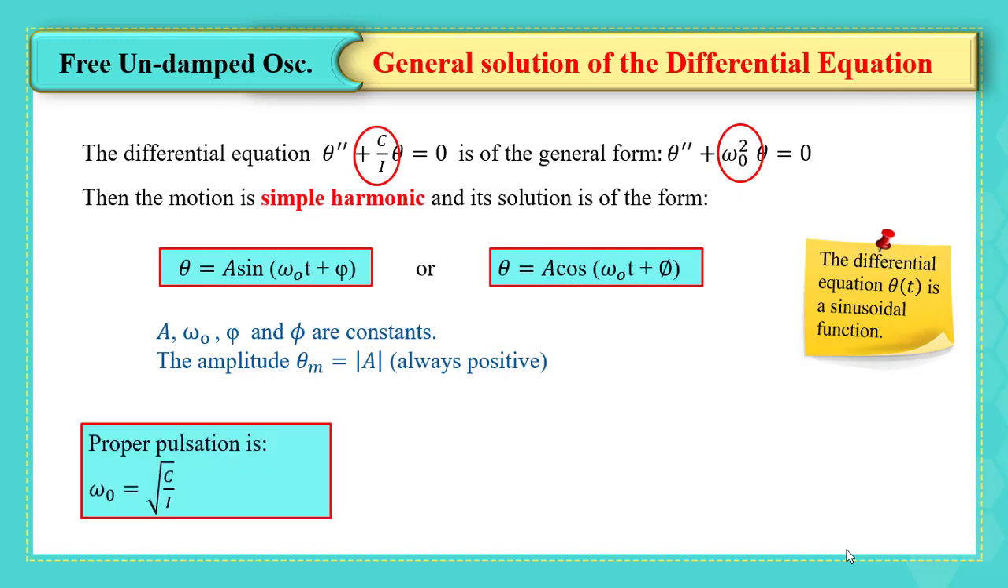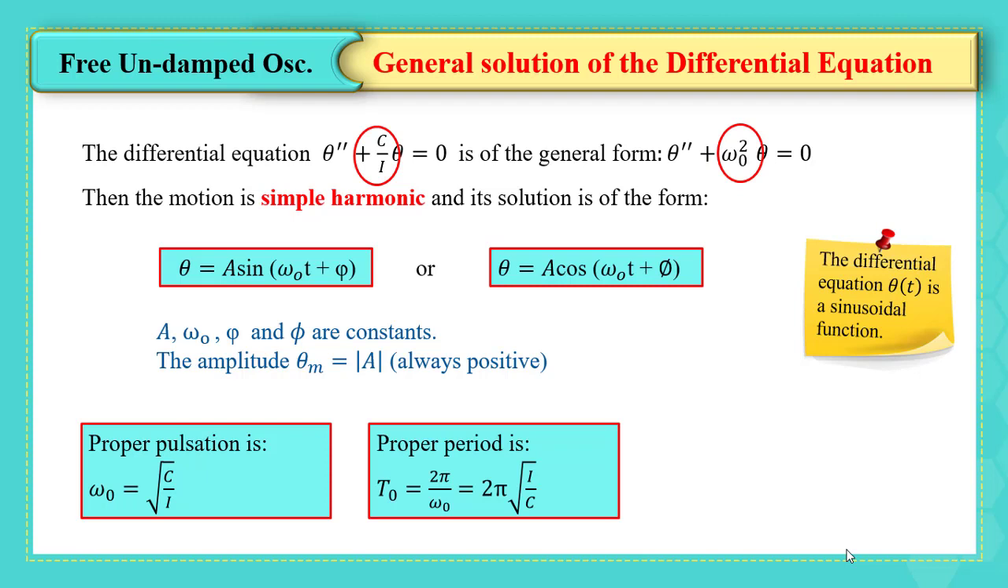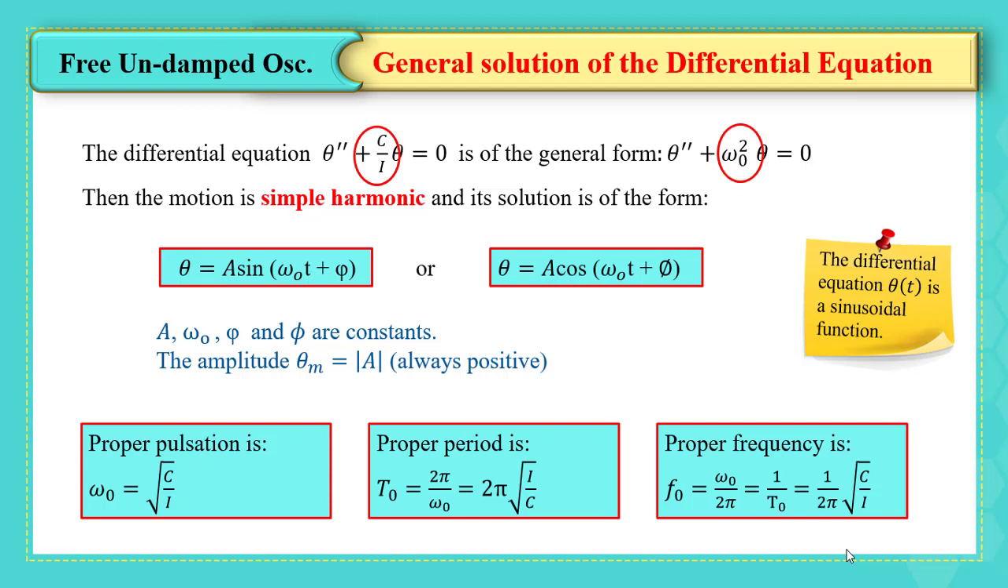The characteristics of this motion are the proper pulsation, omega 0, which is equal to radical c over I. The proper period is 2 pi radical I over c, and the proper frequency is 1 over 2 pi radical c over I. Let's solve an application.